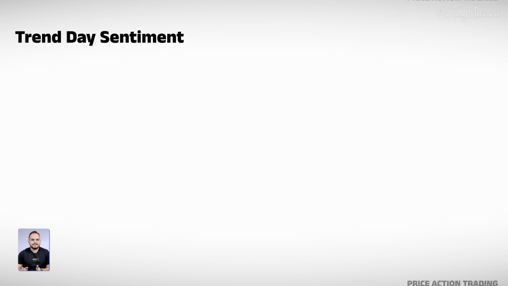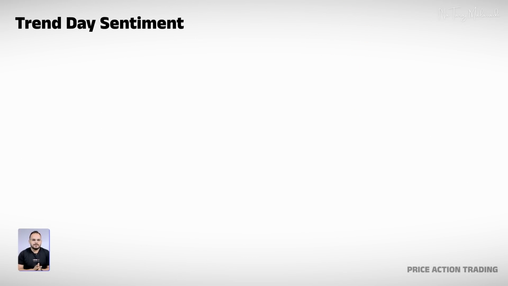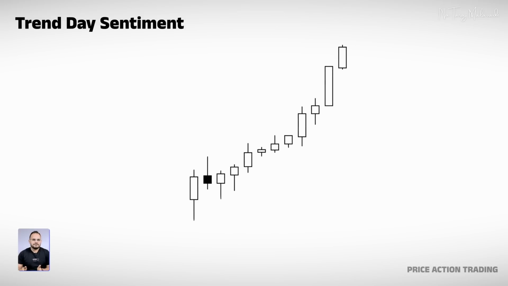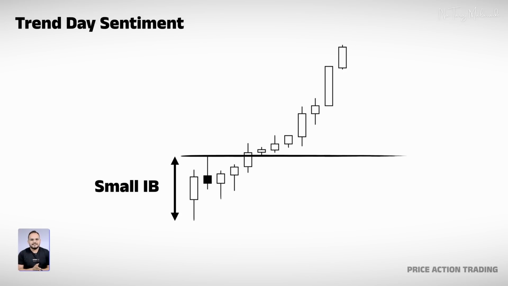Then we have the trend day structure, which typically occurs when there is a small IB range. We already know that if there is no major news ahead, we can expect a trend day. For trading the trend day structure, we can simply deploy opening range breakout, one of my favorite strategies. So here is how it works.